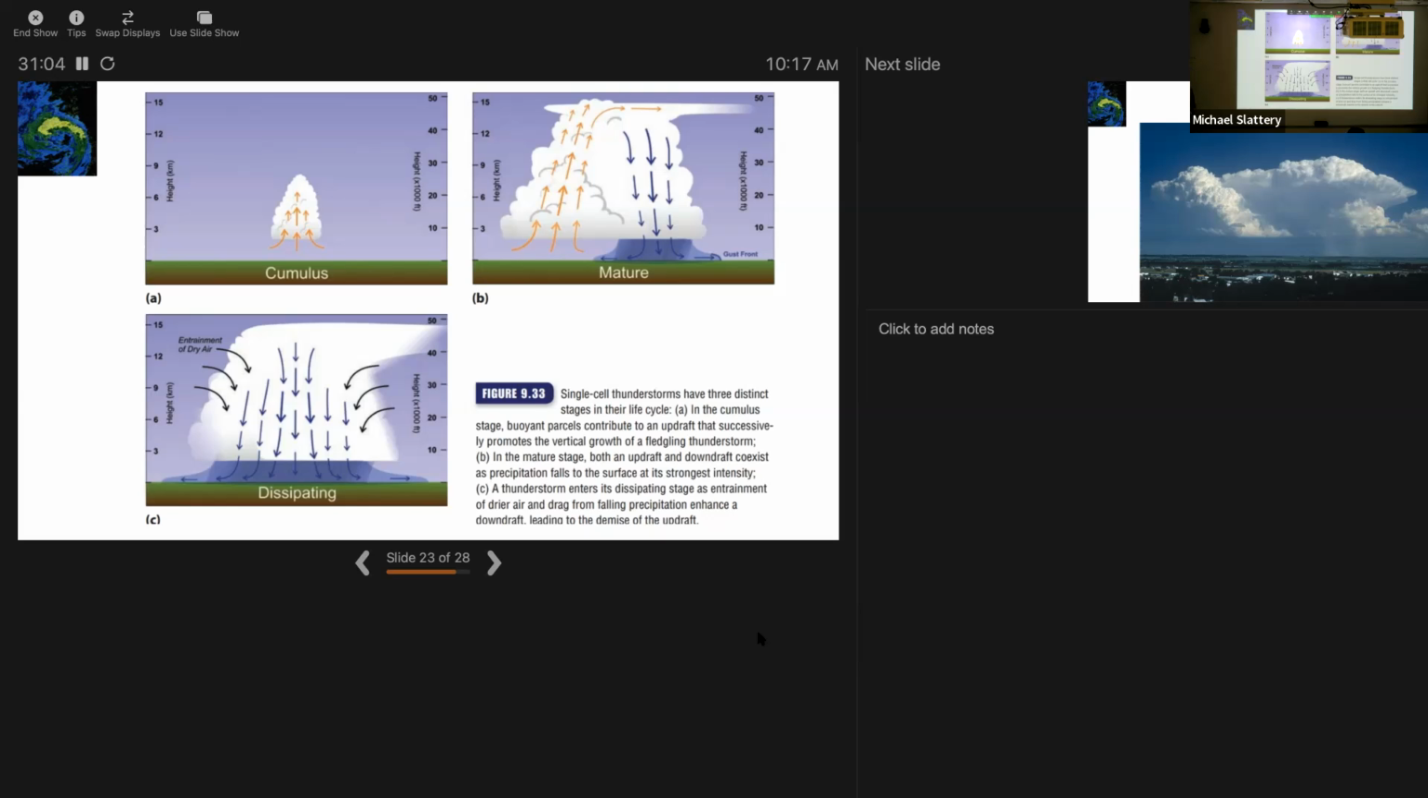So that may not make sense. There's a reason why that actually happens. We'll look at that. But that's a key distinction between a regular thunderstorm and a severe storm, is that in a severe storm, that whole system is tilted over. Does that make sense? Any questions on that? Okay, so those are single cell.